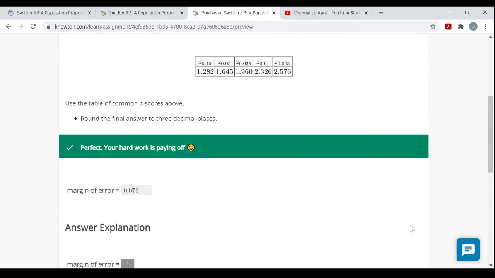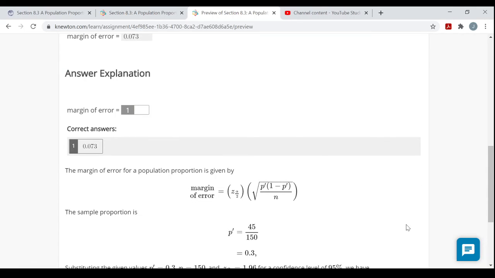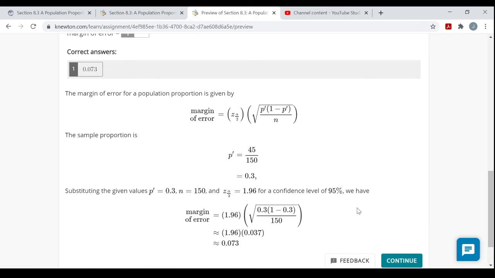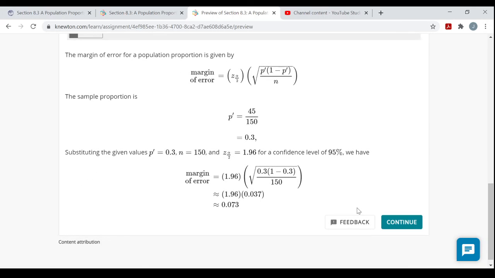Again, please read your answer explanations, whether you're right or wrong. They're using p prime instead of p hat. They mean the same thing, and the calculations are the same as what I just went through.